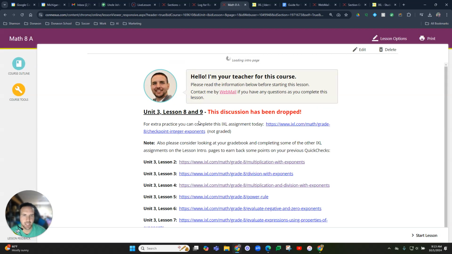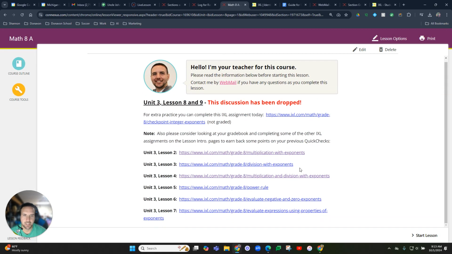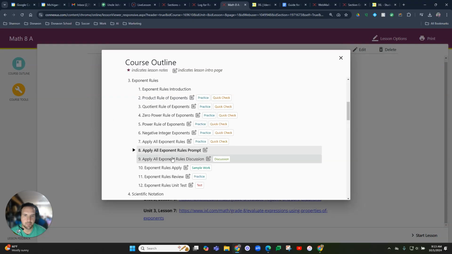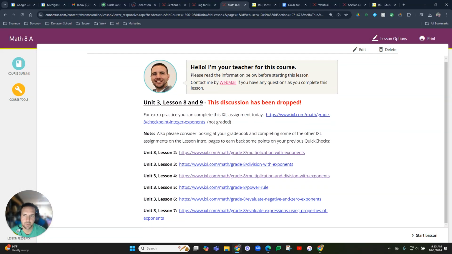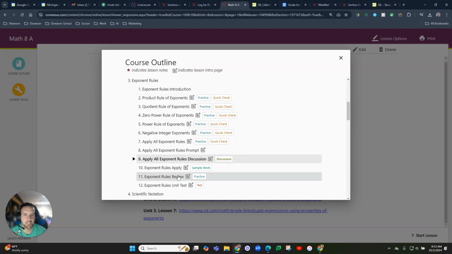So when you get to Lesson 8, it'll just say that it's been dropped, and you can go back and make up some points for previous assignments in Lesson 3 if you don't like your grade. Same thing in Lesson 9. That's the actual discussion. Again, it's been dropped, so you don't have to do anything in that lesson.